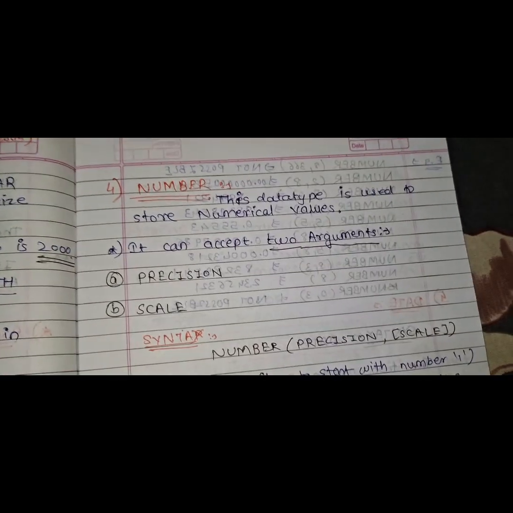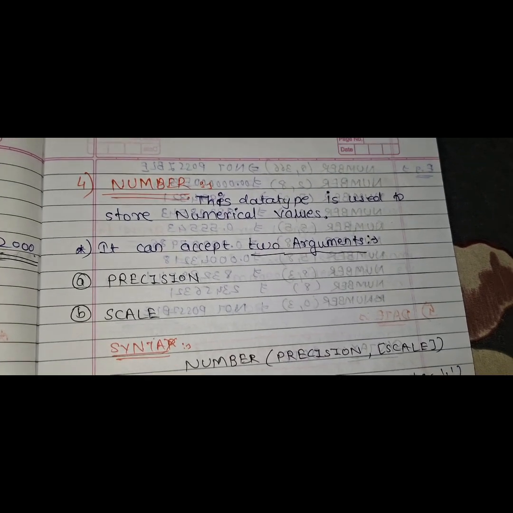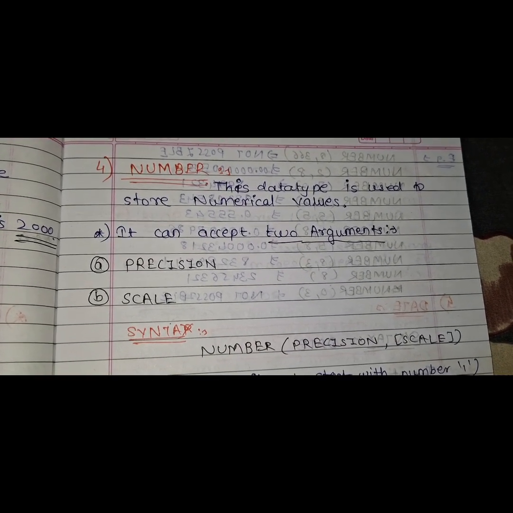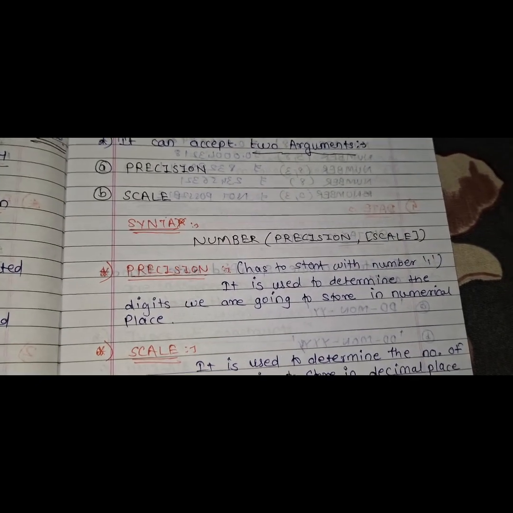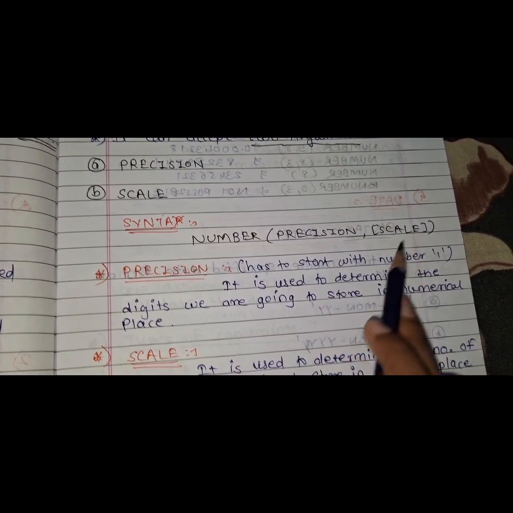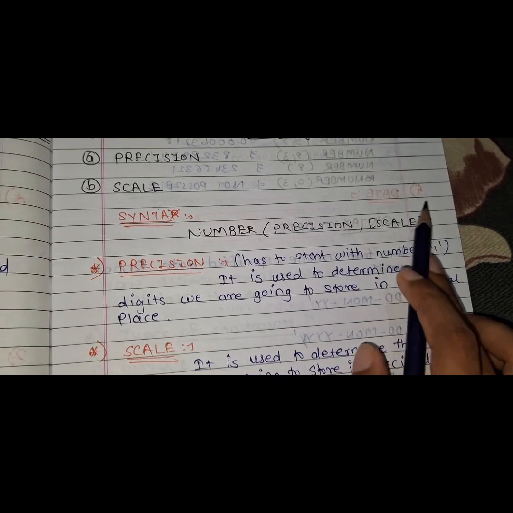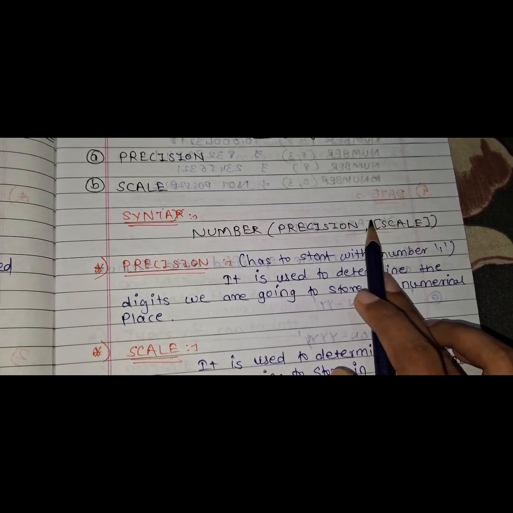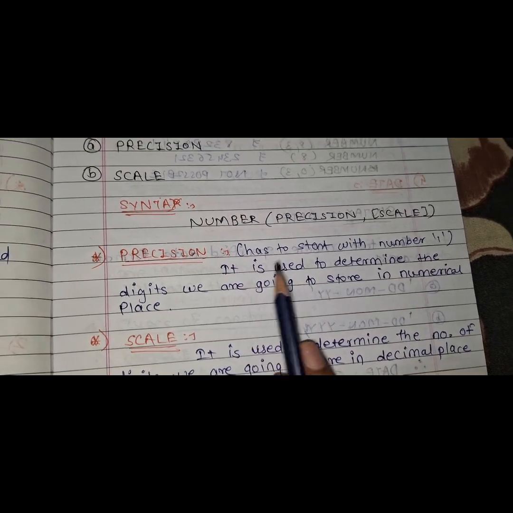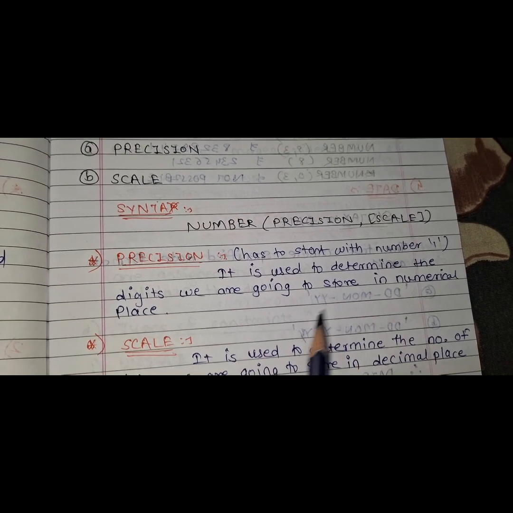Fourth is the number data type. The number data type is used to store numerical values. It can store two values, precision and scale. What is the syntax for the number data type? Number with the value, precision and scale. Whichever thing we write in the square brackets is optional, not mandatory. Precision has to start with the number 1.